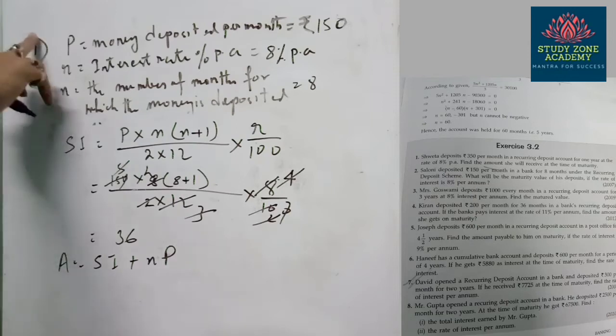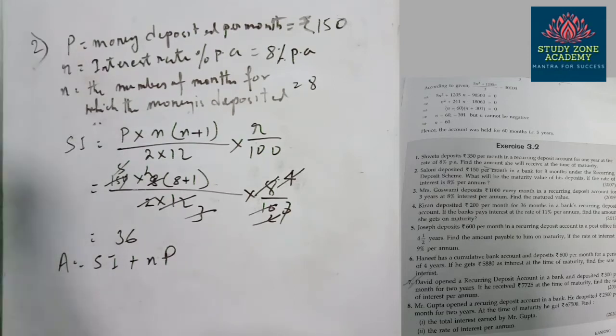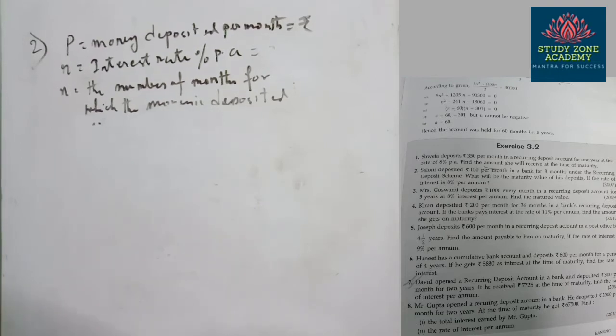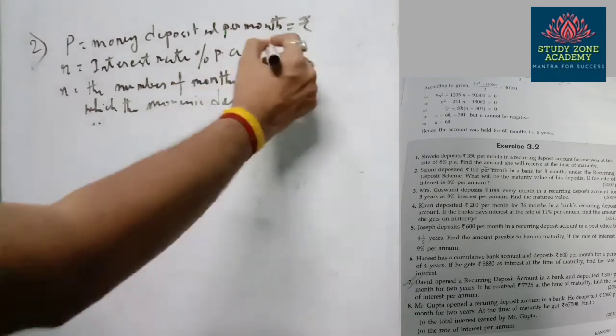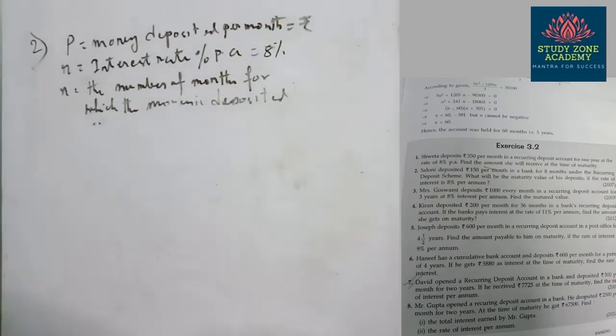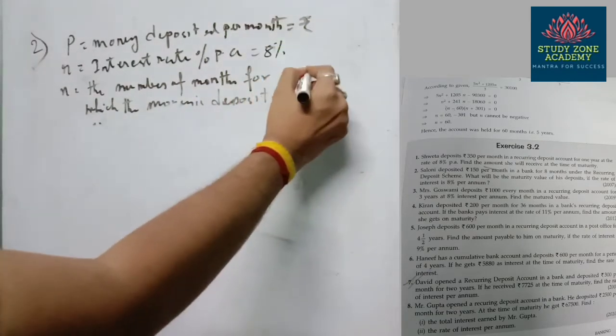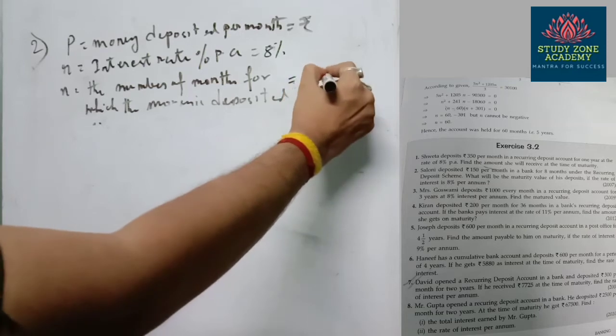Okay, I've mistaken one thing. I've written 1, it is going to be 2. Let us move on to the next sum, question number 3. Mrs. Goswami deposited rupees 1000 every month in a recurring deposit account for 3 years at 8% interest per annum. Let us substitute the values. 3 years, so it will be 36 months, obviously.